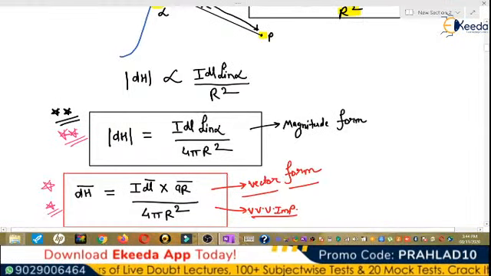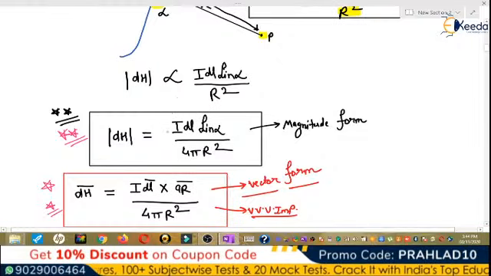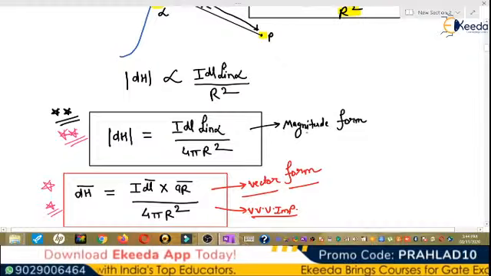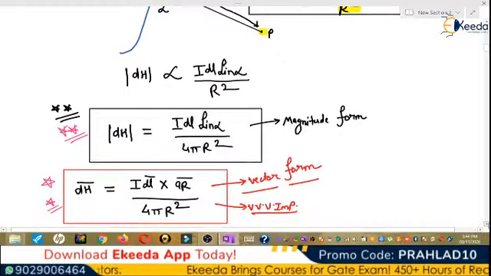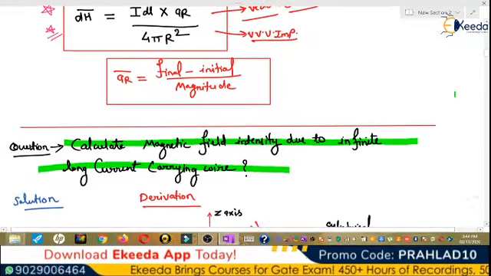So mod of dH, when we remove the proportionality here, then a constant appears. So mod of dH is I dl sine alpha by 4 pi r square. This is the magnitude form. So dH vector is I dl vector cross aR vector by 4 pi r square. aR vector is final minus initial by magnitude.